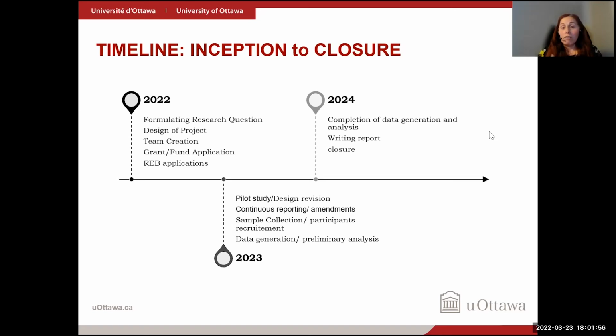And finally, having done all of this and done the collection, proceeded with the execution, the final step culminates with you formulating the answer to your question by writing your final report. Be it the funding agency or manuscript, policy report, whatever it is that you're looking at. And at this point, you should submit what's called an REB closure form, which should only be done once all data collection and sampling are completely closed.